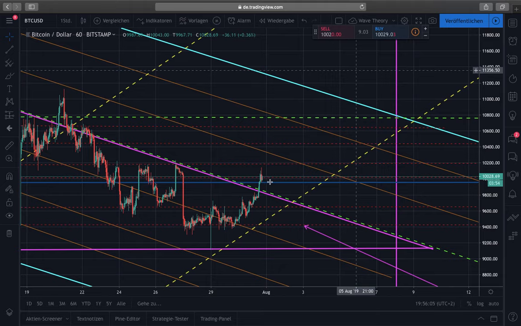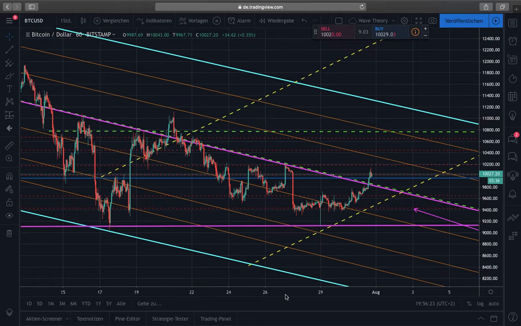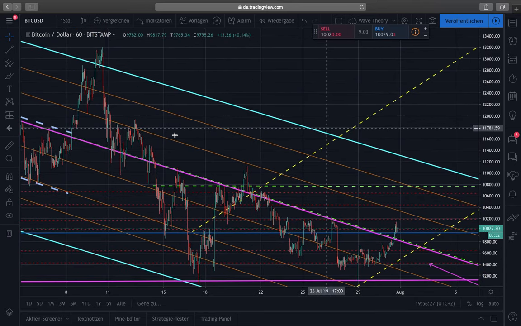Now we broke this blue line, and I told you in my previous videos this is a line that was very important in our last bull market. So when Bitcoin is able to break this blue line, this is very bullish. And now we broke the green line or the purple line. We also broke the blue line upwards, and this is why I think that this is a very bullish sign right now.